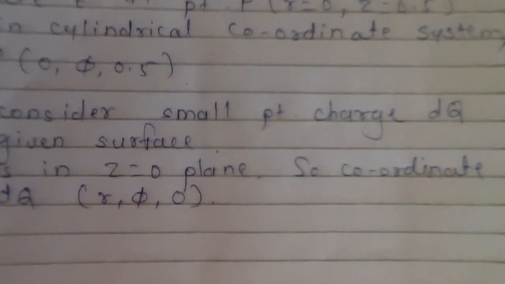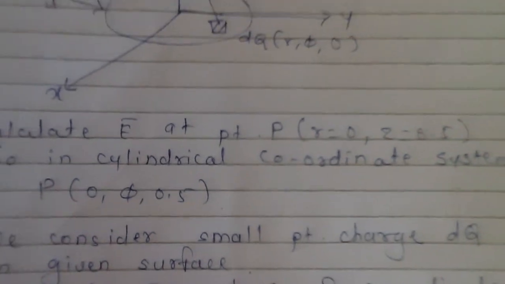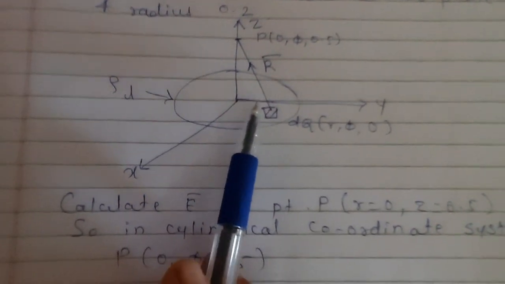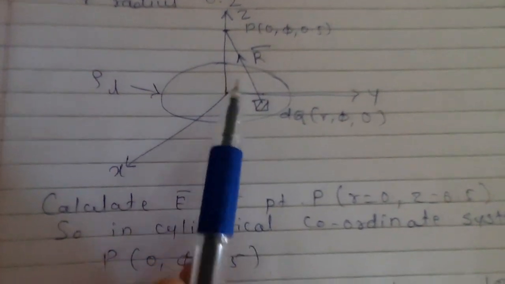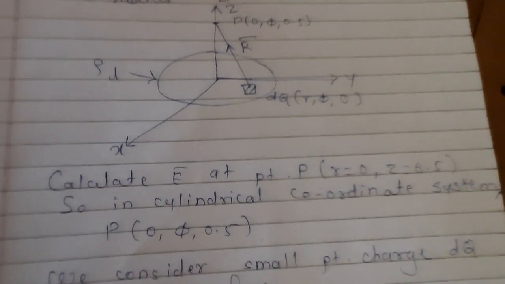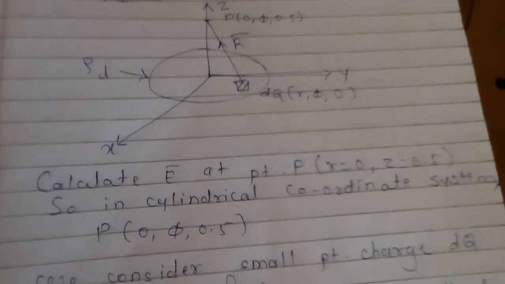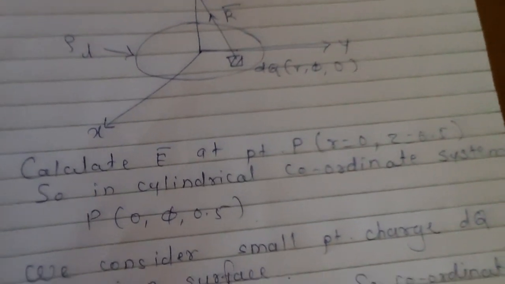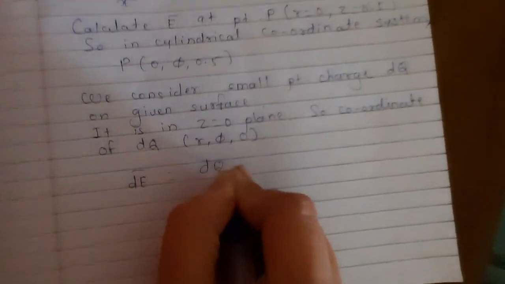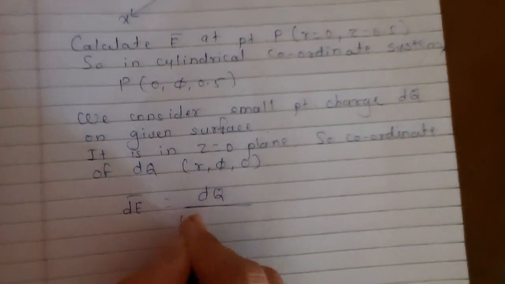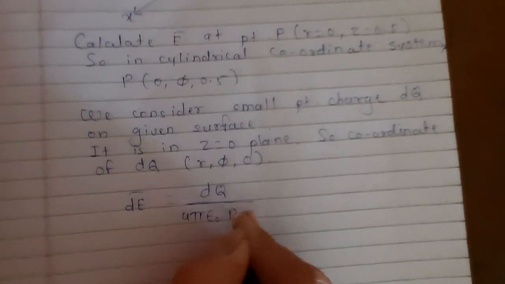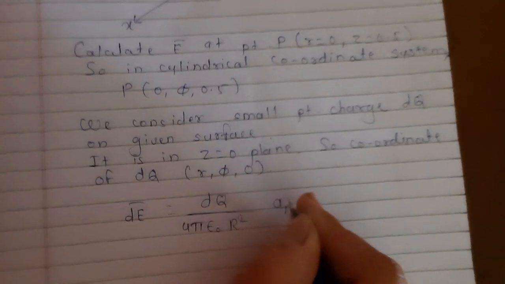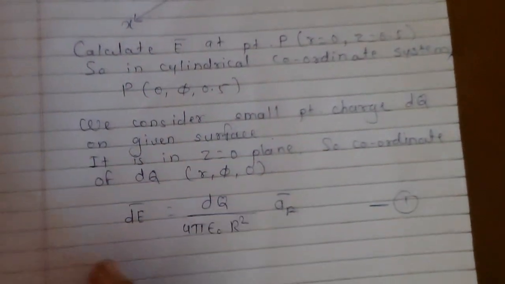Now we draw a vector. We already drew the vector r bar from dq to point P. So it produces dE bar. So we have the general equation as dE bar is equal to dq divided by 4 pi epsilon 0 r square a r bar. This is equation 1.